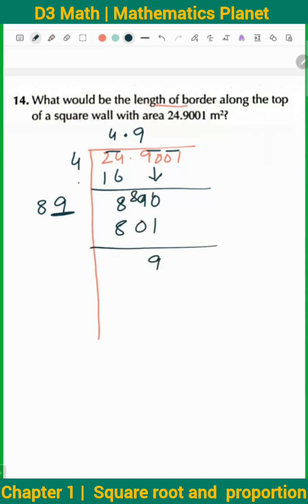89. And you take the next pair down, 0, 1. 9 plus 9 is 18. You get 98 over here. Okay. Add something with 98, which can give you 8901.